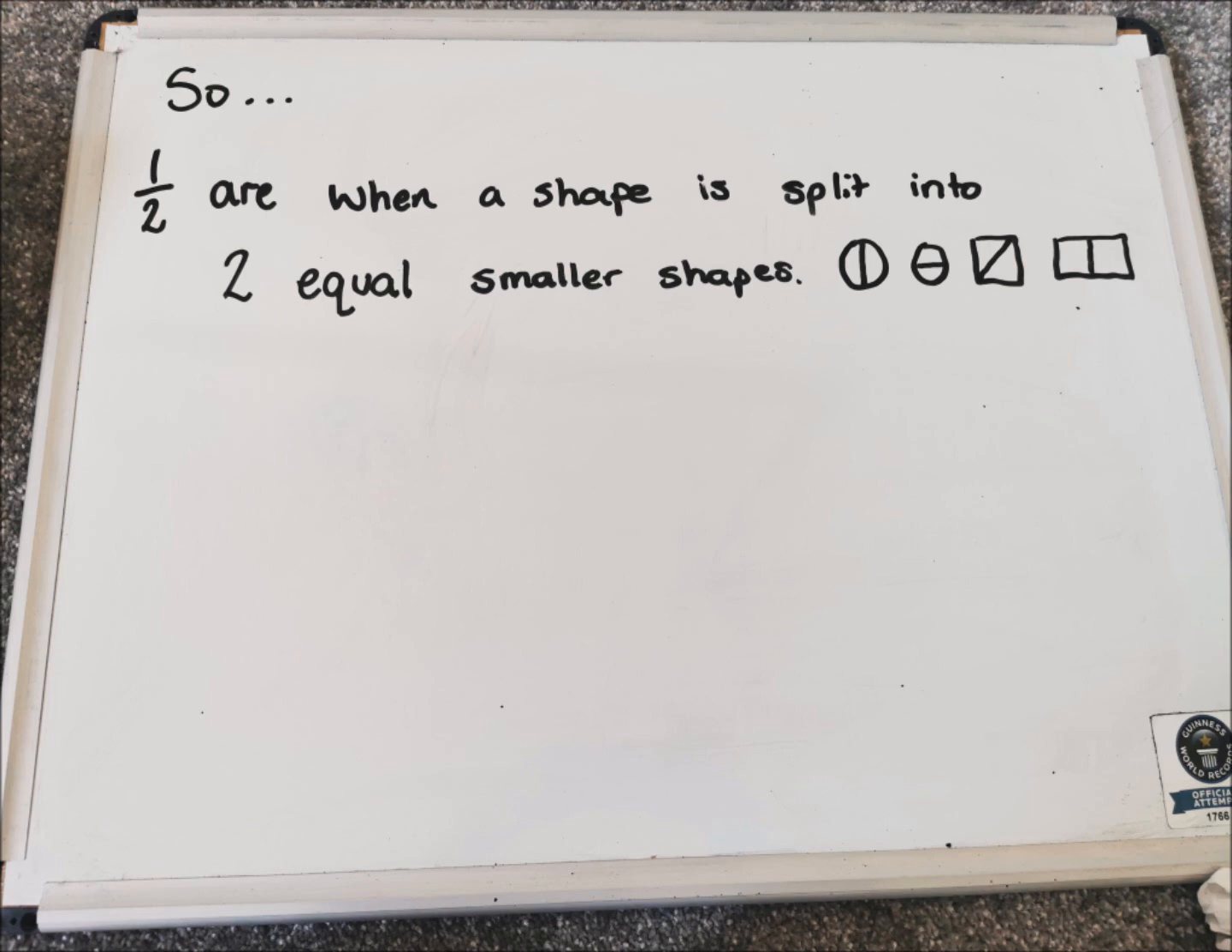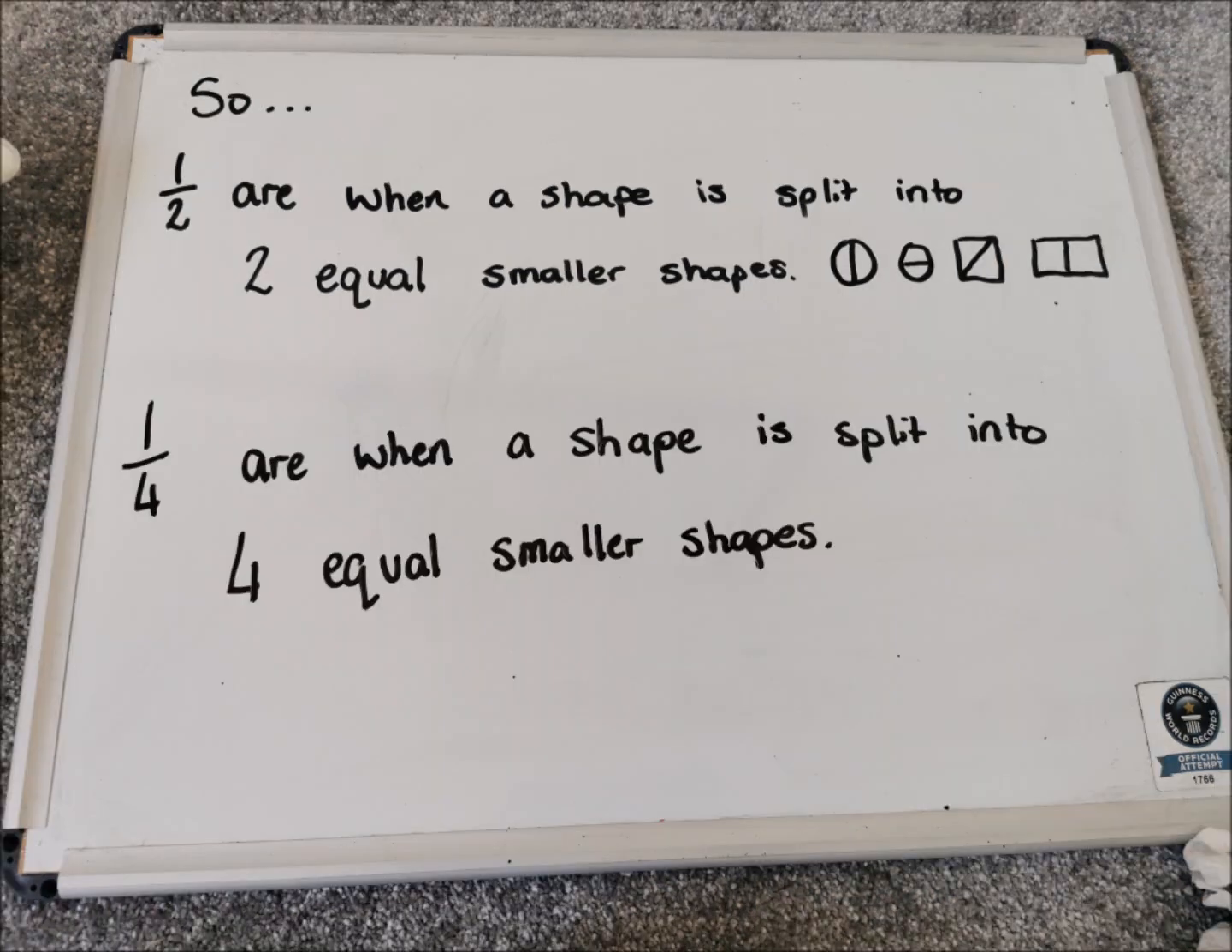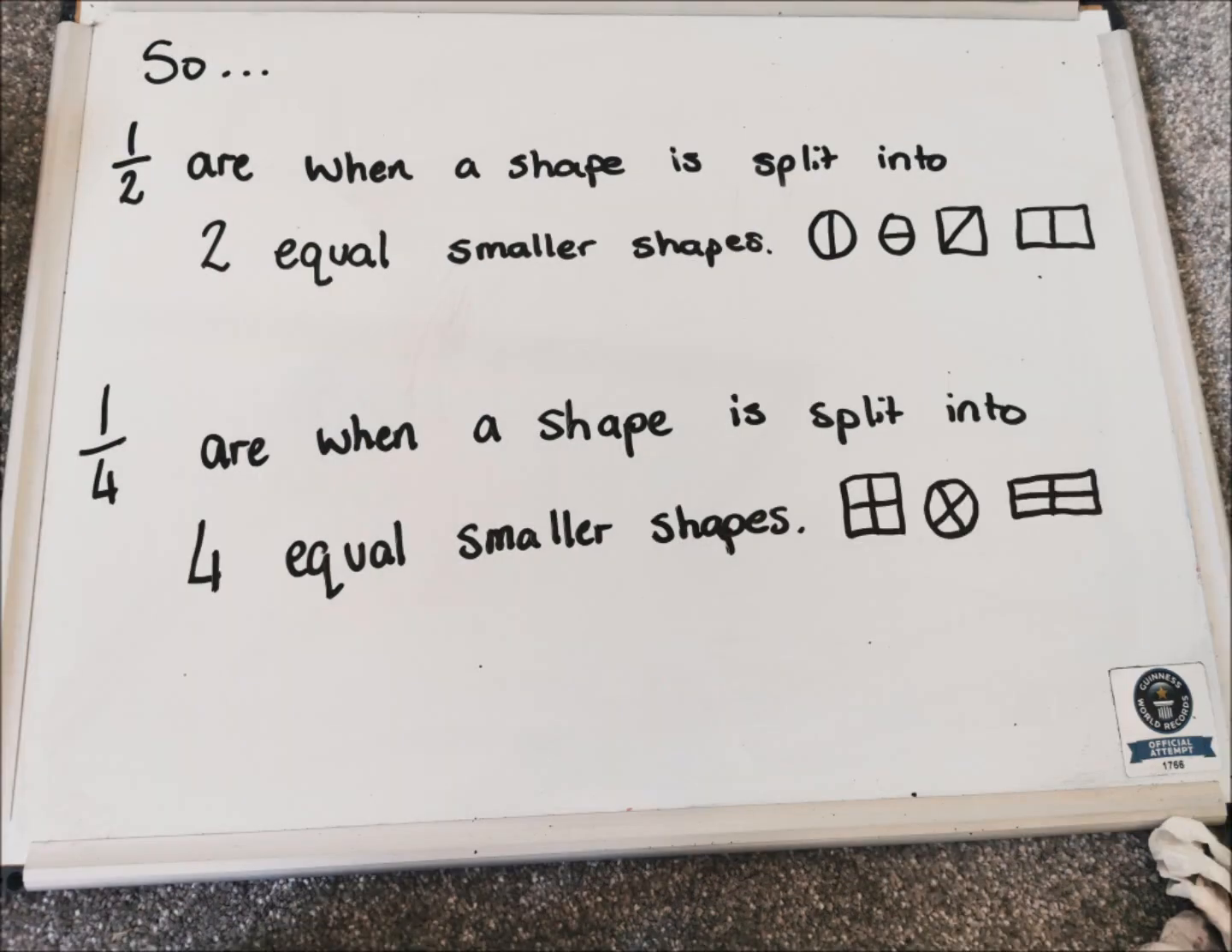And there's some examples there, so circles, squares, rectangles, as long as they're the same size on both halves. And a quarter is when a shape is split into 4 equal smaller sections. And again, it can be food, of course, but it can be anything. Paper, it can even be like pencils, rubbers, anything that can be split up.